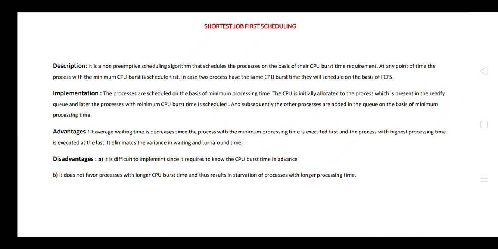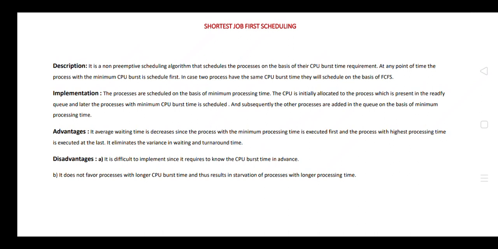Now what is the shortest job first scheduling algorithm? It is again a non-preemptive scheduling algorithm that schedules the processes on the basis of their CPU burst time requirement. At any point of time, the process with the minimum CPU burst is scheduled first. In case two processes have the same CPU burst time, then they will be scheduled on the basis of first come first serve. So the processes are scheduled on the basis of minimum processing time, and the CPU is initially allocated to a process which is present in the ready queue.